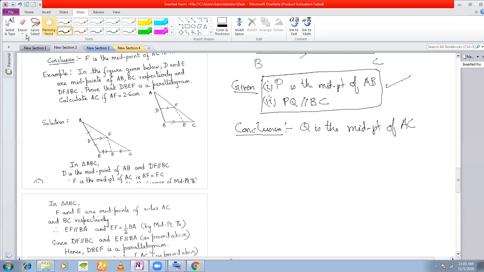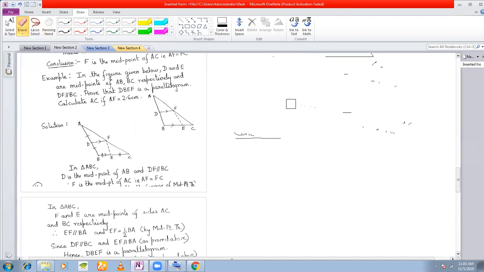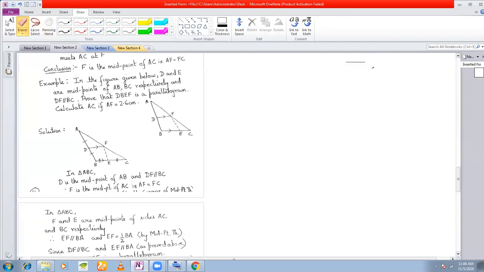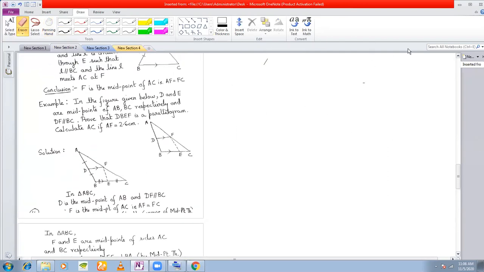Let us see a problem in this regard in order to illustrate the converse of the midpoint theorem. Look at this problem. A triangle is given to you here. Okay.